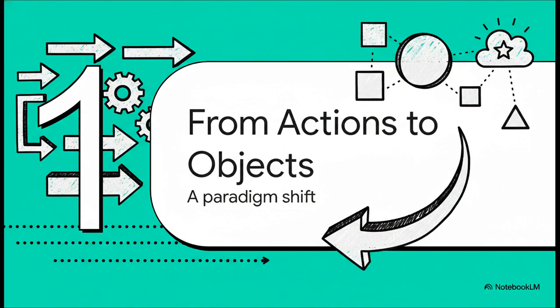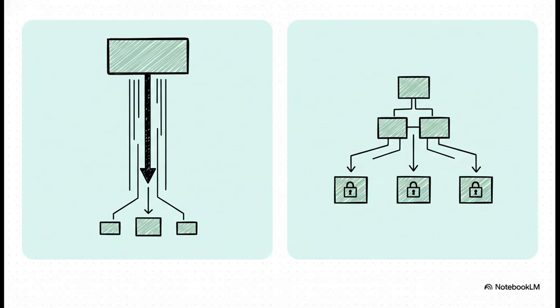See, in the early days, programming was all about actions, just a sequence of commands you'd give the computer. But as ambitions grew, that whole approach started to buckle. It was time for a complete paradigm shift. So on one hand, you have procedural programming. Think of it like a recipe you follow step by step, from the top down. It works, for sure, but it can be super rigid.